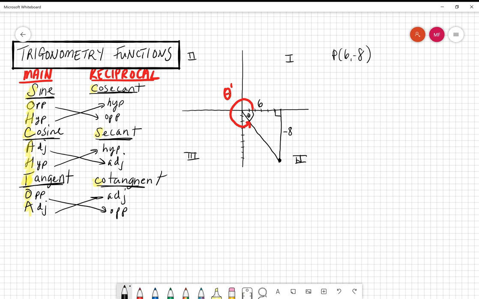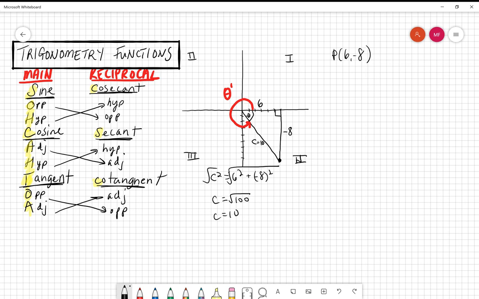So if I want the hypotenuse, it'd be Pythagorean theorem. C squared is equal to 6 squared plus -8 squared. I'm going to square root both sides. So C is equal to 36 plus 64 is 100, right? And then square root of 100 would be 10. So in this case, my hypotenuse is 10.